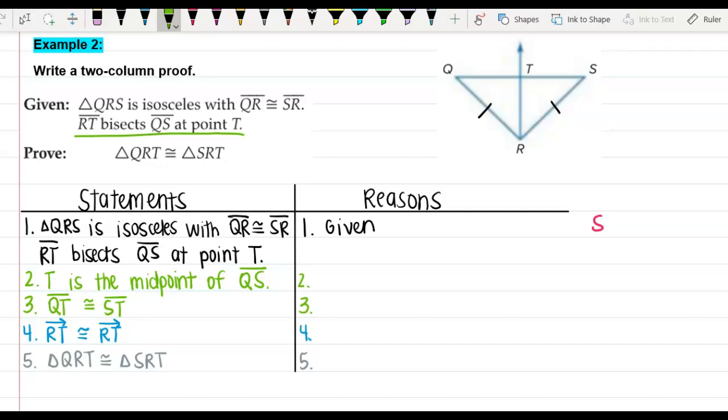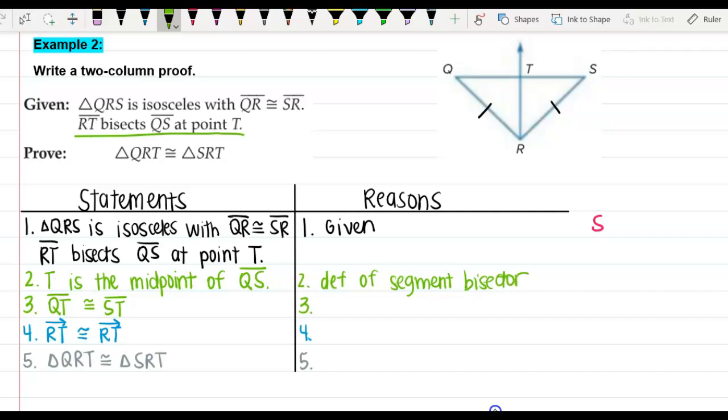If I gave you a cake and I said bisect it, you would cut it exactly in half. So we know that T is the midpoint. This is kind of an extra step that you don't necessarily need to have, but we're going to put it in there just to kind of review some vocab. So we know T is the midpoint because we know what bisects means, okay? And we have 2 types of bisectors. One is a segment bisector and one is an angle bisector. This is going to be a segment bisector. So we're just going to write definition of segment bisector.